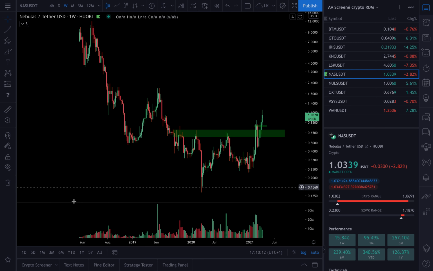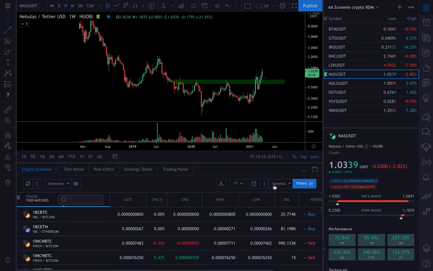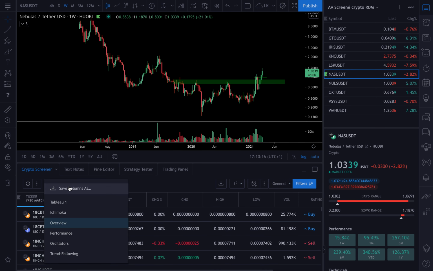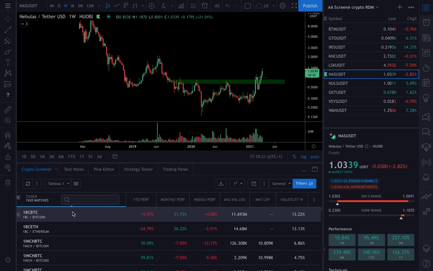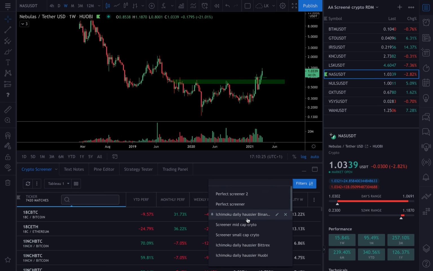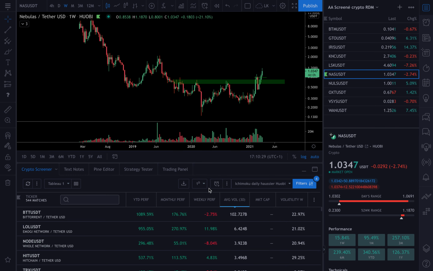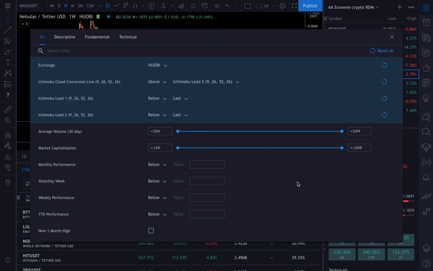So to give you a rapid idea, for example, of one of the screeners that I have, I have this sorting table where I get all my useful information. I can show you, for example, the Ichimoku Daily Bullish screener on Huobi. This is the simplest screener you can ever make with Ichimoku. I already did another video, but it was at the time where I was only testing out Ichimoku. So these are the criteria you can have.